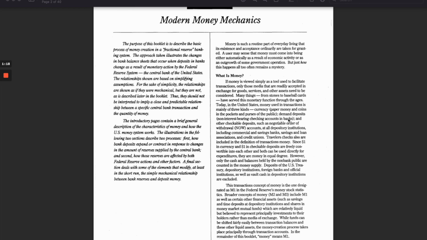Thus, they should not be interpreted to imply a close and predictable relationship between a specific central bank transaction and the quantity of money. The introductory pages contain a brief general description of the characteristics of money and how the U.S. money system works. The illustration in the following two sections describes two processes. First, how bank deposits expand or contract in response to changes in the amount of reserves supplied by the central bank. And second, how those reserves are affected by both Federal Reserve actions and other factors. A final section deals with some of the elements that modify, at least in the short run, the simple mechanical relationship between bank reserves and deposit money.